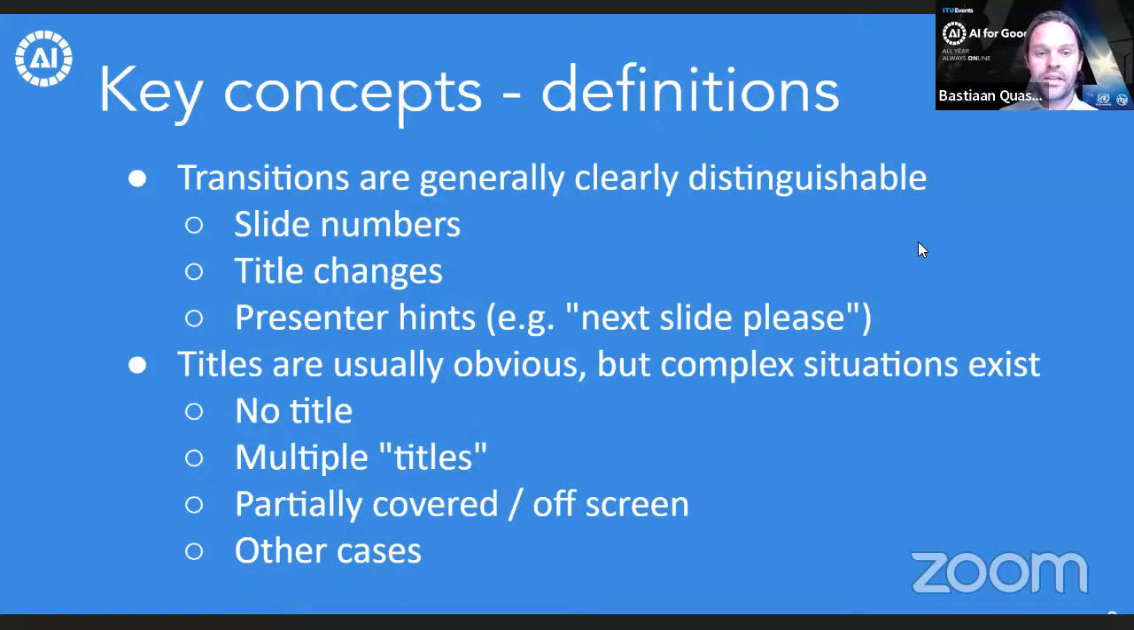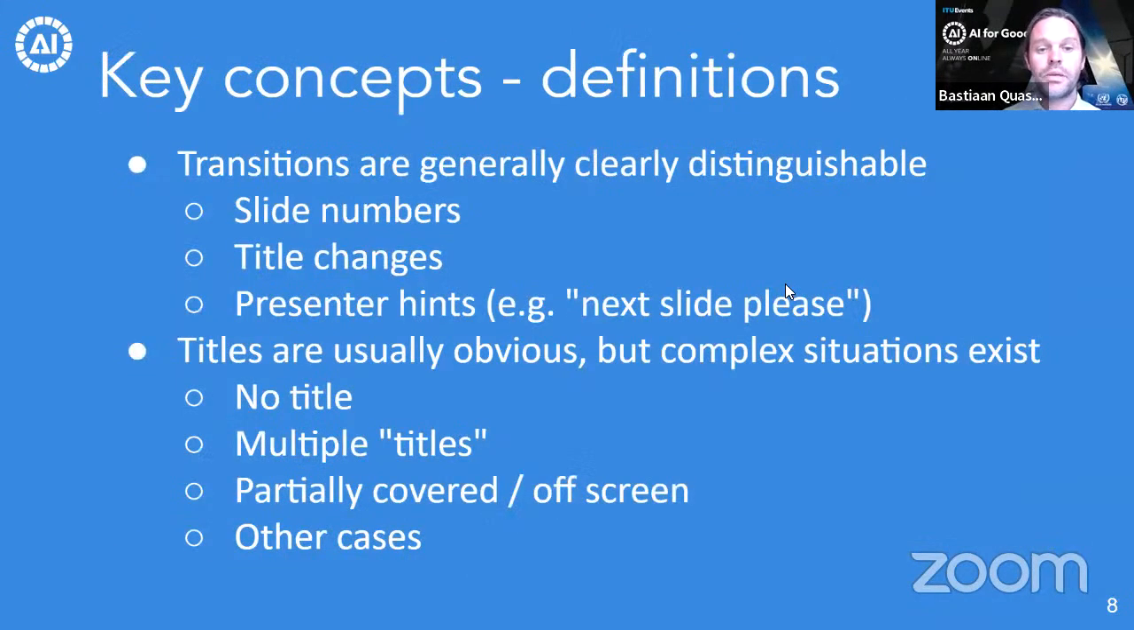And then the second component is the titles of the slides, which will be the proxy for the chapter title, and these are typically obvious, but there are more complex scenarios. So in certain cases we see no title. In certain cases we might see two columns or multiple columns, each of which has a sort of title, and so it's not exactly clear what is the single title.